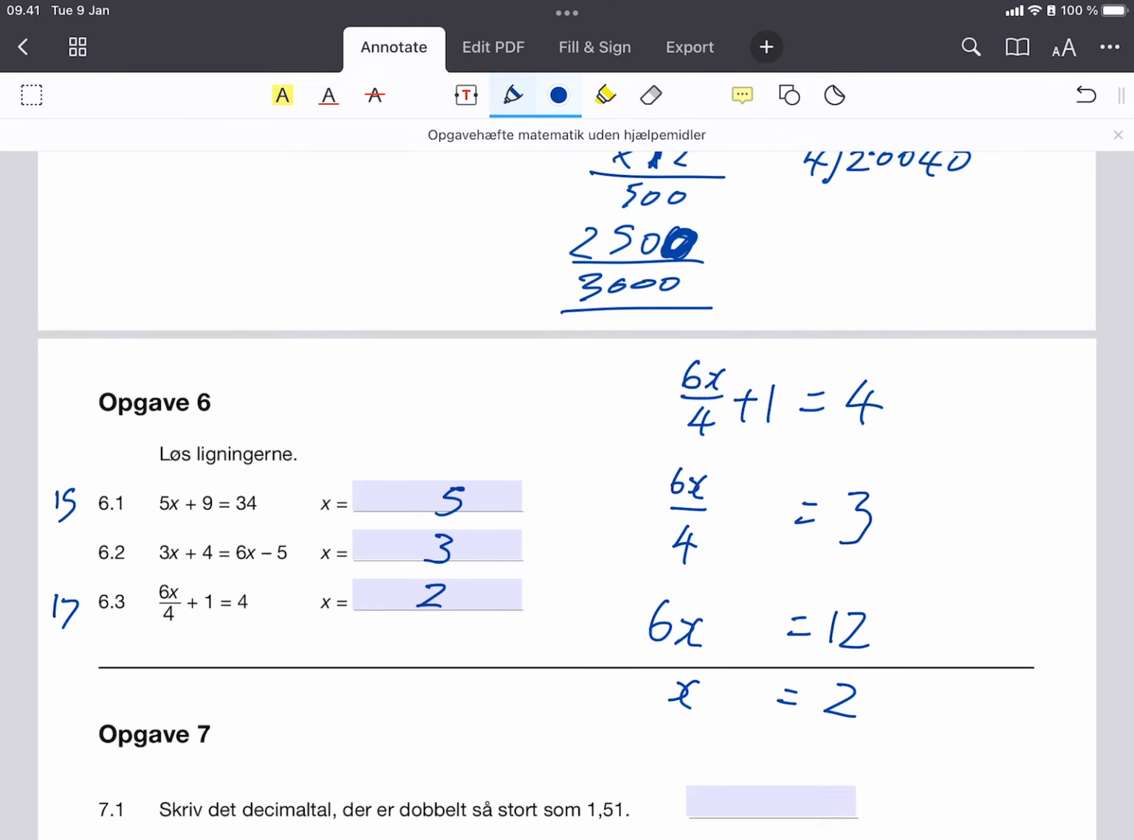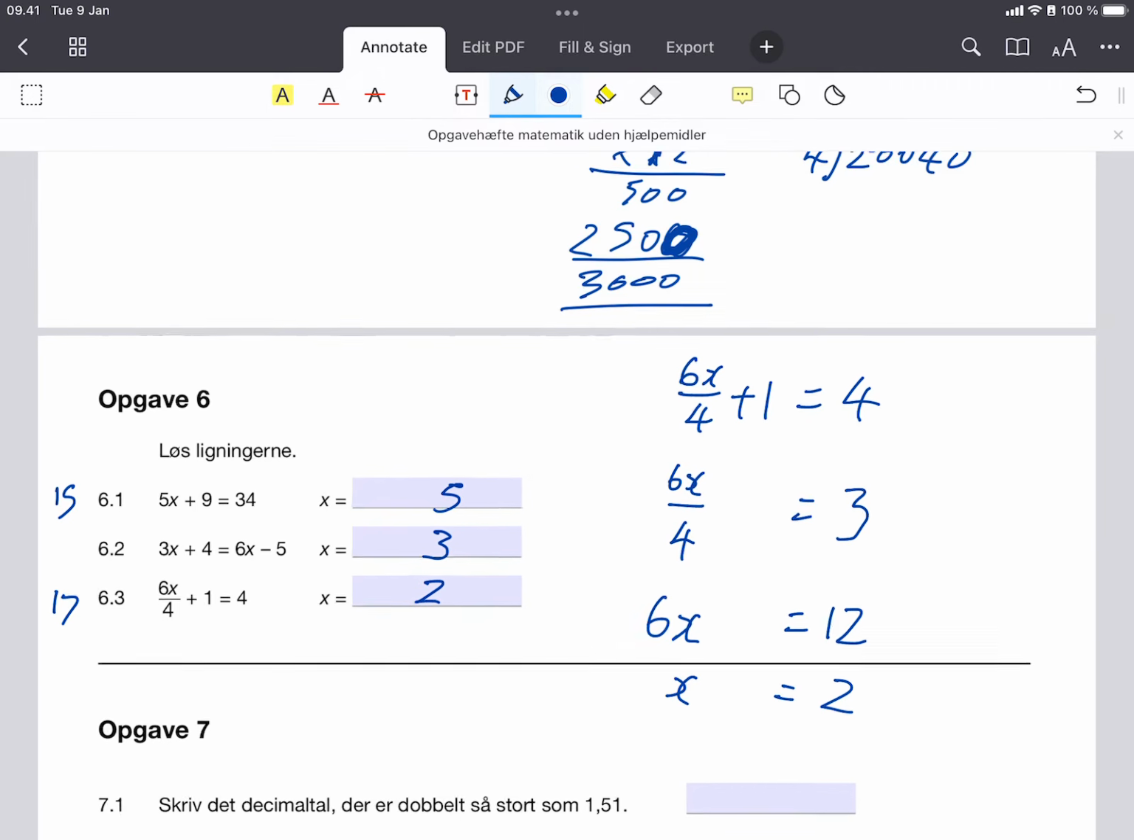Okay, so that was question 17. And we're under 16 minutes, so we're looking good again.